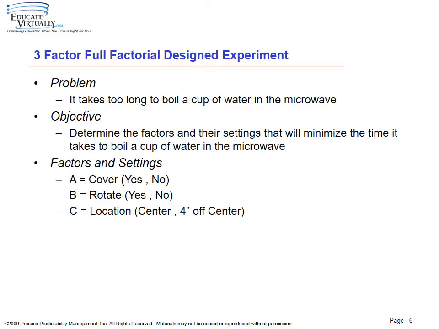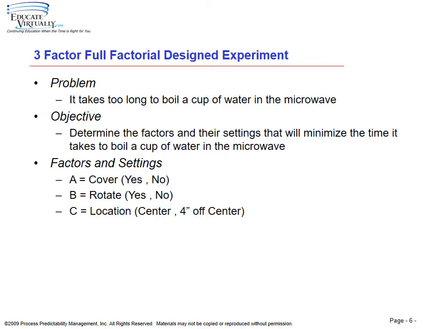The factors that we are going to consider are factor A, the cover, whether we put a cover on or we don't have a cover. Factor B is going to be rotate, whether we let the container rotate or we don't let the container rotate. And factor C is the location. Do we put the container in the center of the microwave, or do we put it 4 inches off center?